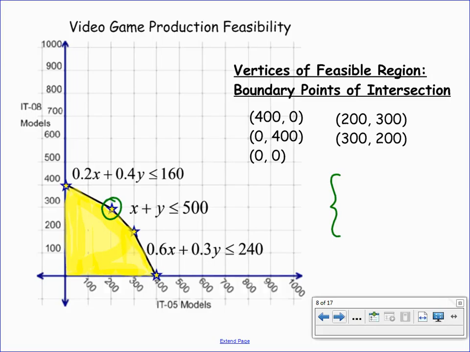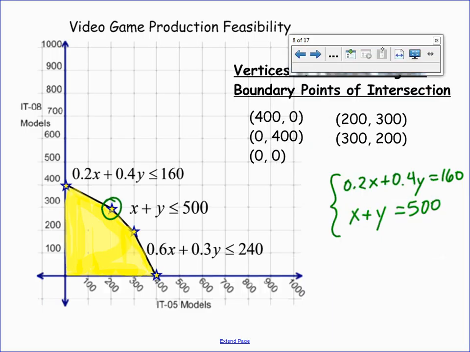And so if I wanted to find that intersection point, I would go ahead and set up a little system on the side that had just those two equations in it. The 0.2x plus the 0.4y equals 160, and the x plus y equals 500.